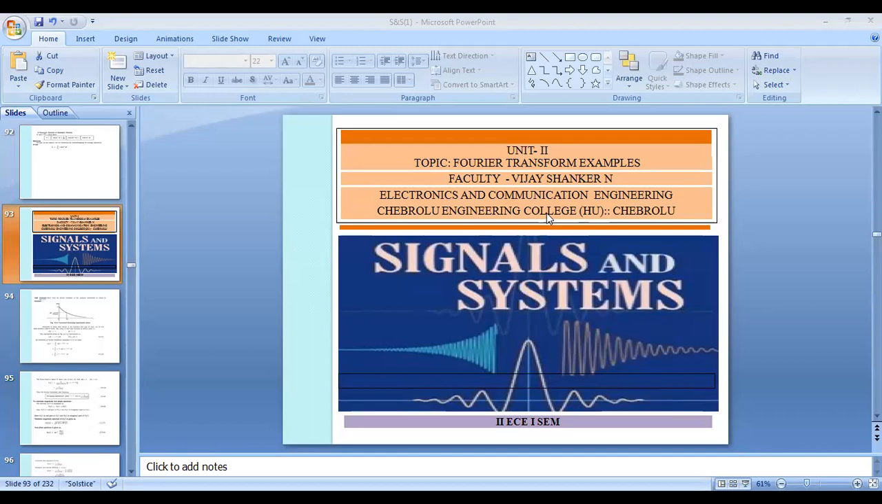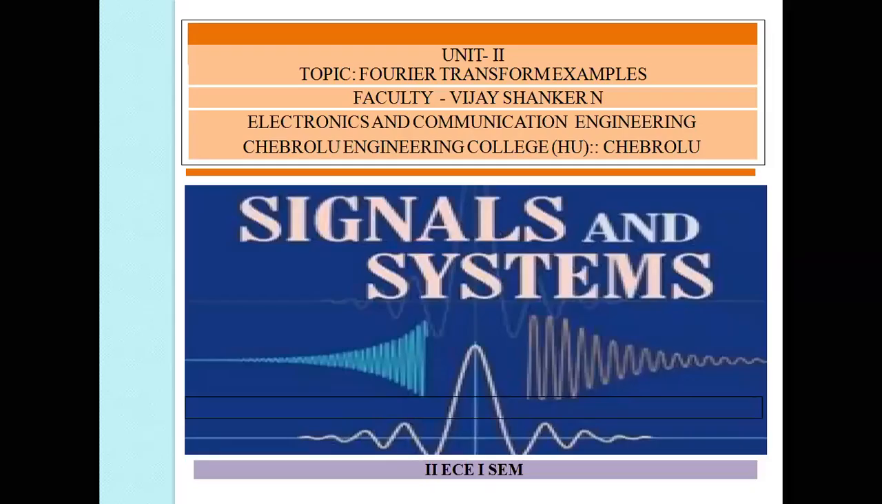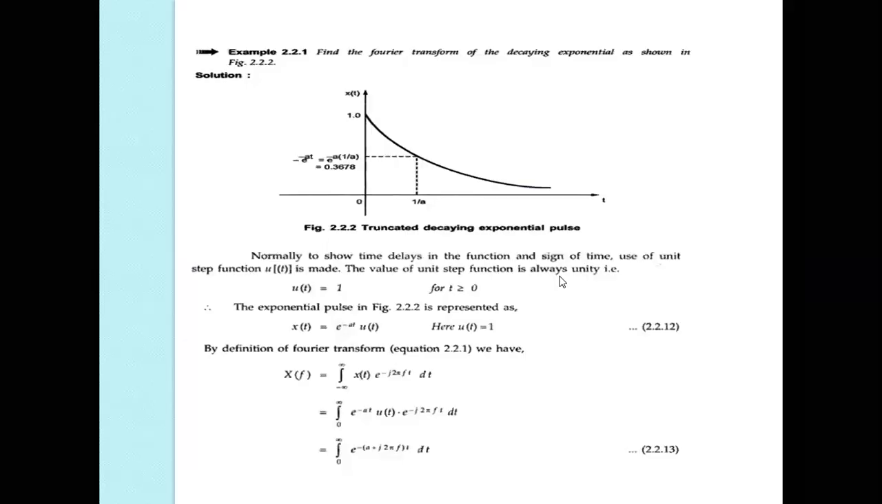So today we are going to discuss Fourier transform examples. In the last class, yesterday's class, we learned the different properties of the Fourier transformation. And one example also, my dear students, that is the same example: Fourier transform of the decaying exponential.